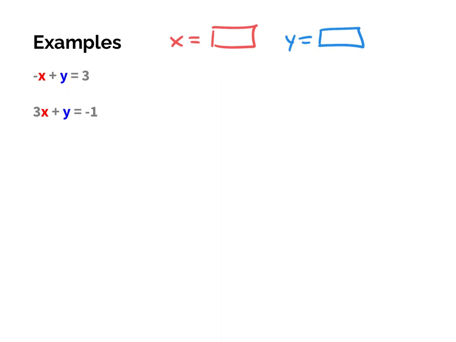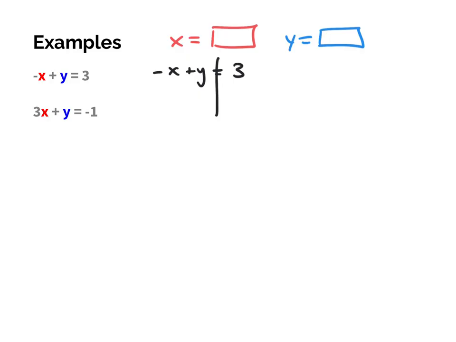I'm going to choose the first one on purpose because it says negative x plus y equals 3. I see that in front of x and y, they don't have a number, which means that when I move things around, I don't have to do any division. But I'm going to have to take one of these variables, x or y, and move it to the other side.